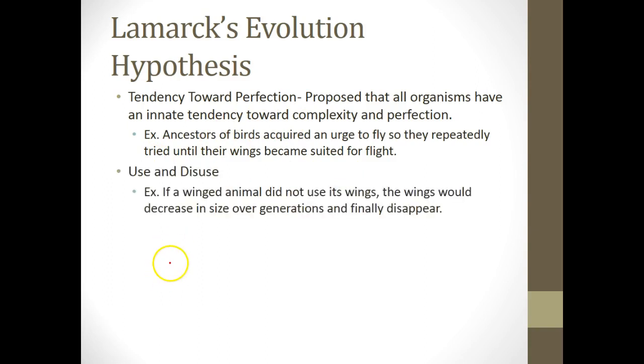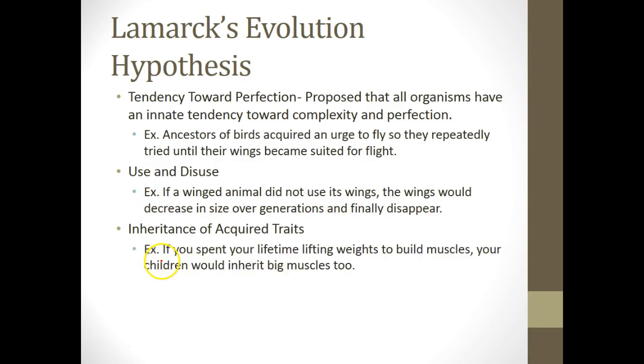Okay, use and disuse. If a winged animal did not use its wings, the wings would decrease in size over generations and finally disappear. Again, not necessarily the case. Inheritance of acquired traits. If you spent your lifetime lifting weights to build muscles, your children would inherit big muscles too. That is not the case. Okay. While there is a genetic component to muscular size, we cannot inherit acquired traits.